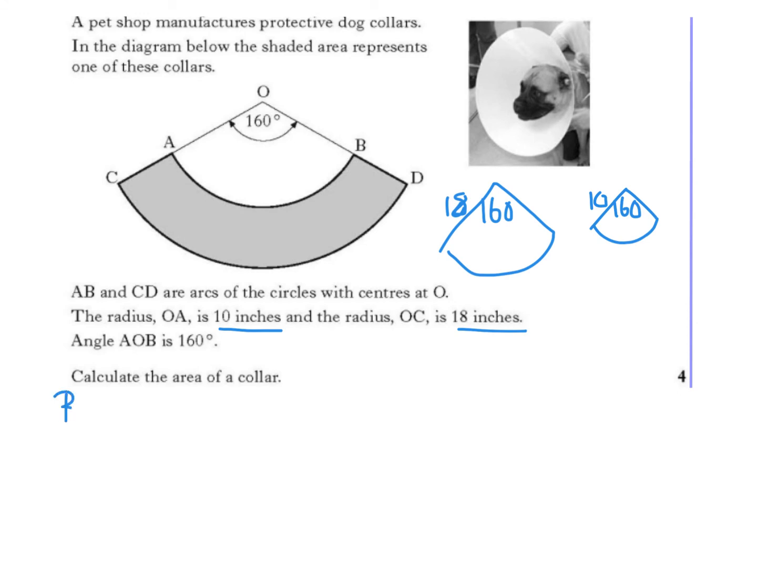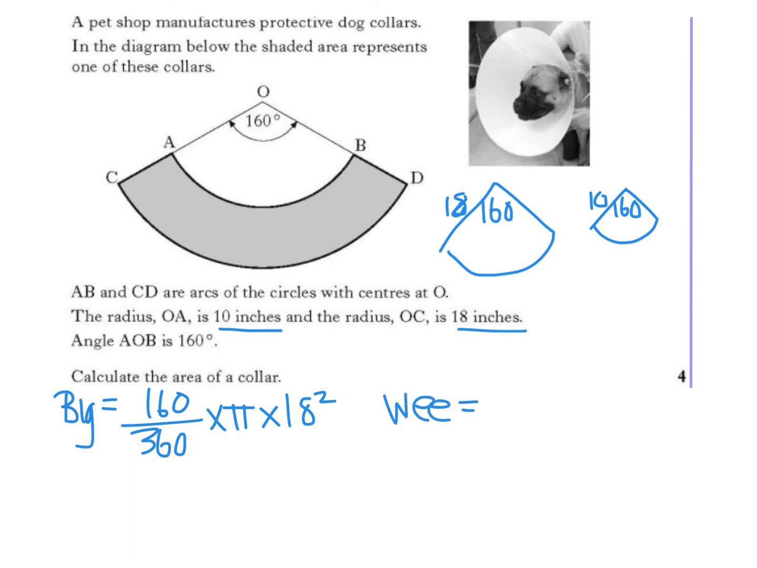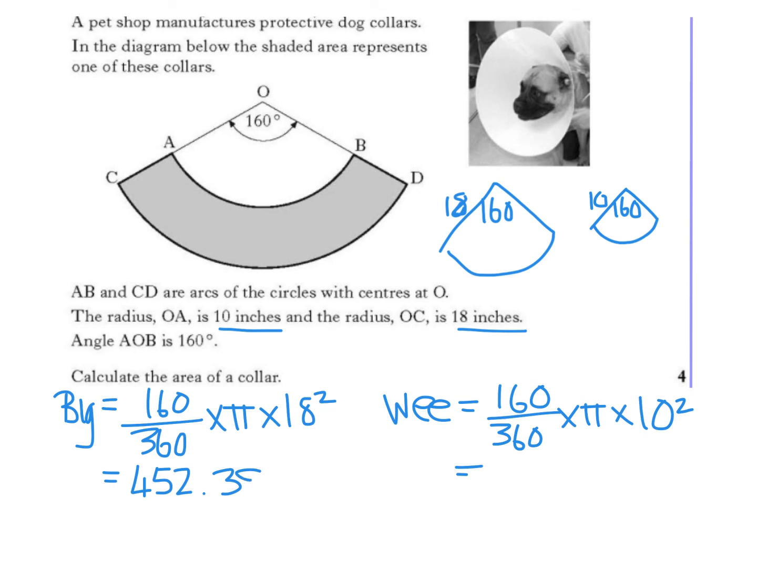So the big one will be 160 over 360 times pi times your radius squared, so times 18 squared. Your little one, I'm going to write wee because it's smaller, it's less writing, would be the same angle, 160 over 360 times pi times a radius of 10 squared, which to 2 decimal places gives me an answer of 452.39 and 139.63.